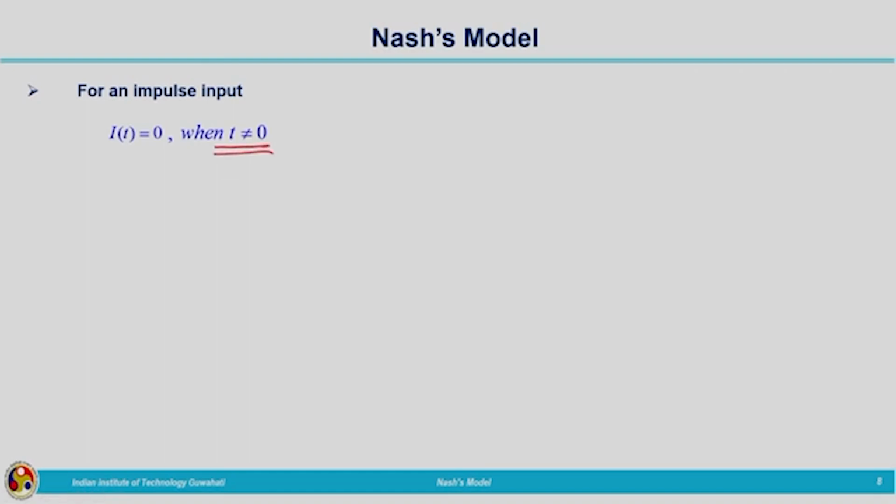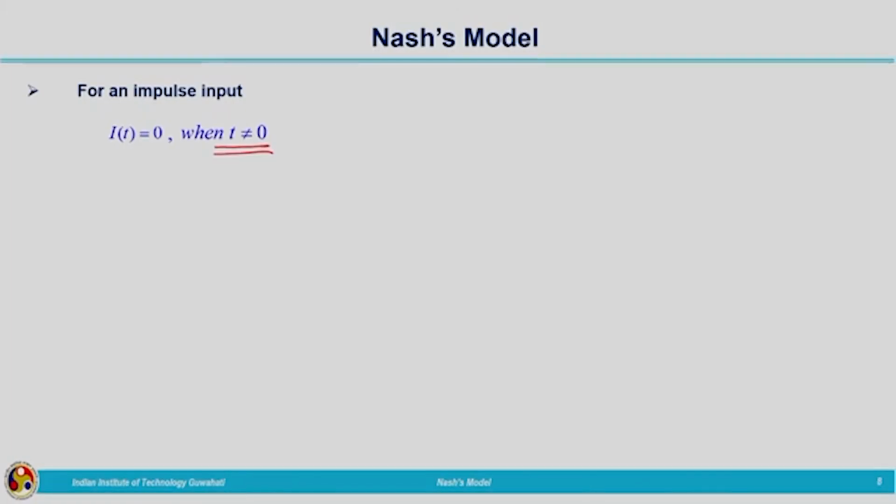What is the characteristic of a unit impulse input? An impulse input which has a value of unity acts on the system at time t equal to 0 instantaneously. At all other times it will be equal to 0. That is what is written over here. I(t) is equal to 0 when t is not equal to 0, and I(t) is not equal to 0 when t is equal to 0.